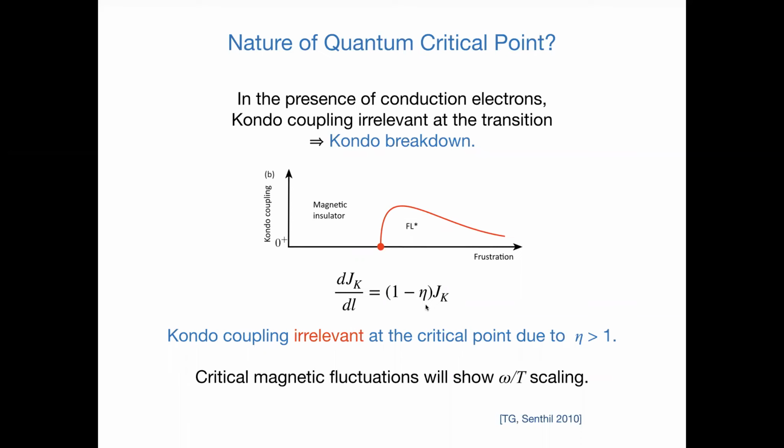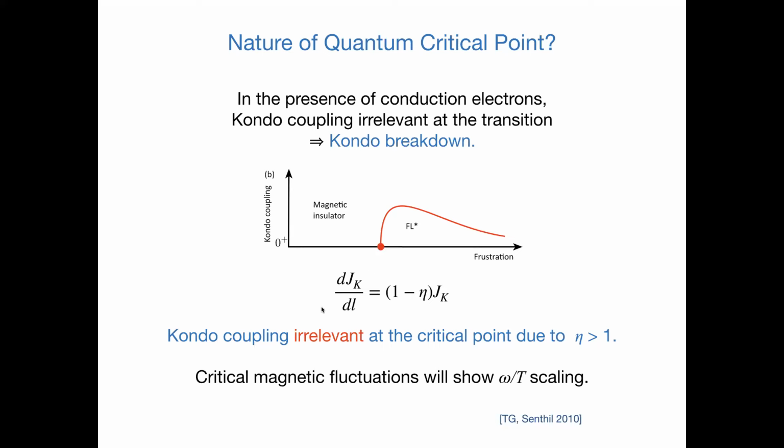Generally, in a normal system, think of some 3D critical point, a Wilson-Fisher critical point, eta is like 0.03 or something like that. But here eta is actually 1.3 or something at this critical point for the localized moments.